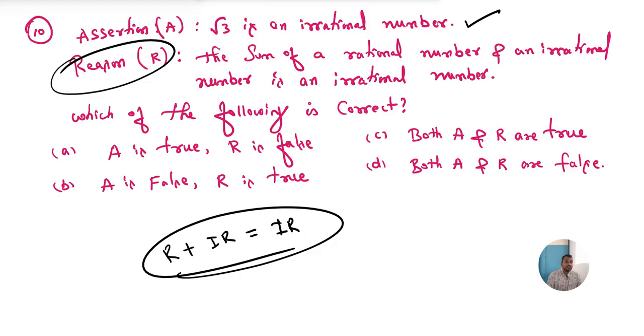Is it correct? Yes. So root 3 is an irrational number because the sum of a rational and irrational number is irrational only. Even for this assertion, the reason they have given is correct. It means that A is true and also R is true. So which is the right answer? C. Both A and R are true.